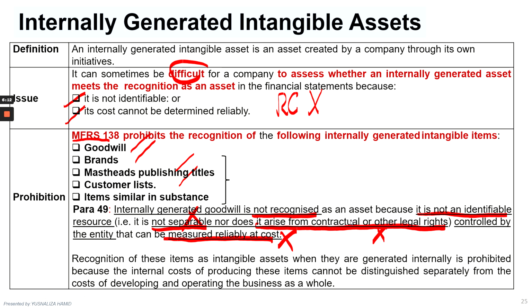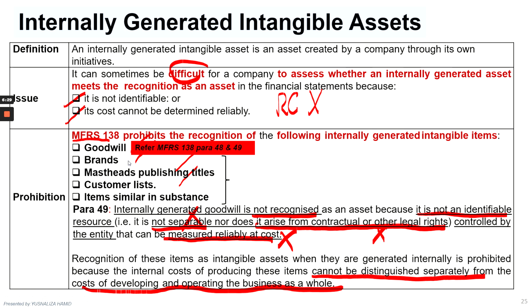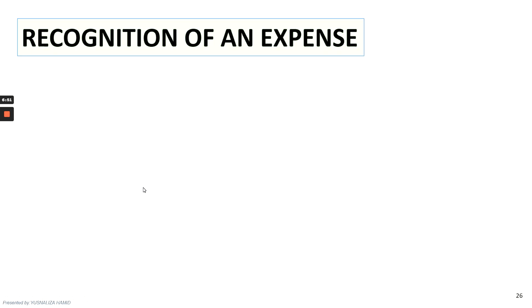Then that is not possible because that cannot be distinguished separately from the cost of developing and operating the business as a whole. So therefore, that is just a cost of operating the business, and that is not an asset. So you refer to paragraph 48 and 49 for the internally generated goodwill that is not recognized as an intangible asset. And also paragraph 63 and 64 for the items similar in substance to goodwill, but these are brands, masthead, and customer list that were mentioned specifically in the standard.